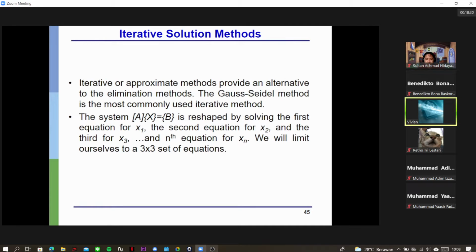With an iterative method, it means that we don't need to really construct the system as a matrix multiplication, as we did before in Gaussian elimination or LU decomposition. What we do in the Gauss-Seidel method is reshape the system so that we solve the first equation for x1, the second equation for x2, the third equation for x3, and so on up to the nth equation to solve for xn.